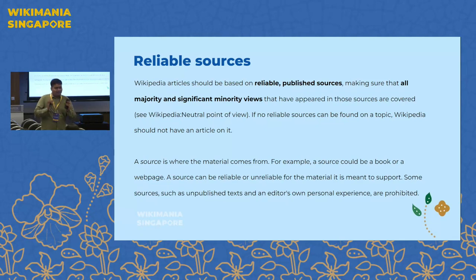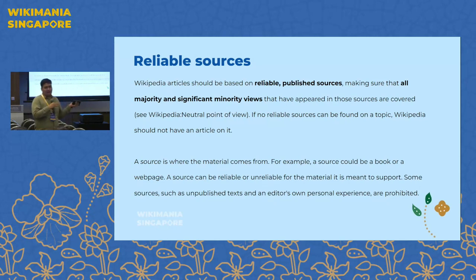Okay, so what I mentioned before is about reliable sources. Wikipedia should be based on reliable publishers to make sure all the majority and significant minority views that have appeared on the subjects are covered well. And Wikipedia also has the neutral point of view guideline to make sure every point, every view is covered proportionally.